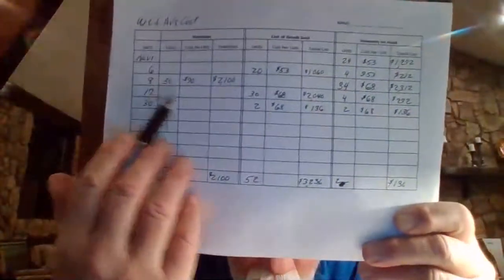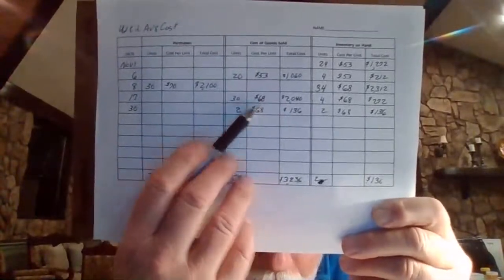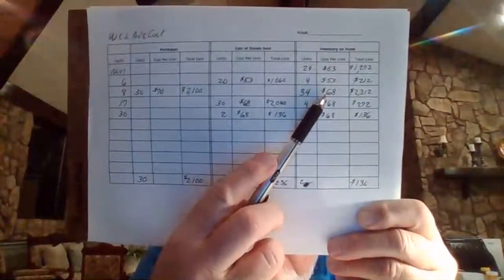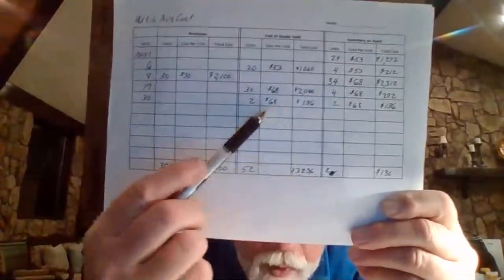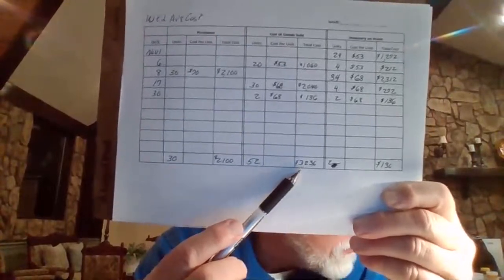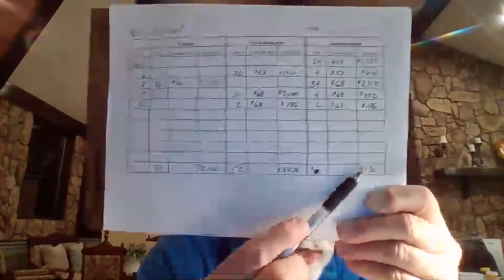All right. So when I sold them, the unit cost didn't change, because the only time the unit cost would change is if I had a purchase at a cost different from my current unit cost. Well, we didn't have any other purchases, so the unit cost remains unchanged. I just have to do the math and then add it up. 30 units, $2,100 purchased, sold 52 units at a cost of $3,236. End up with 2 units, $136 in the ending inventory.